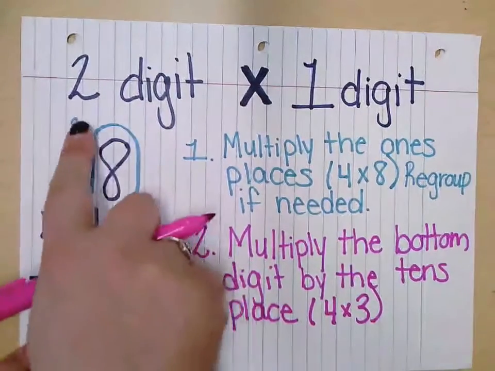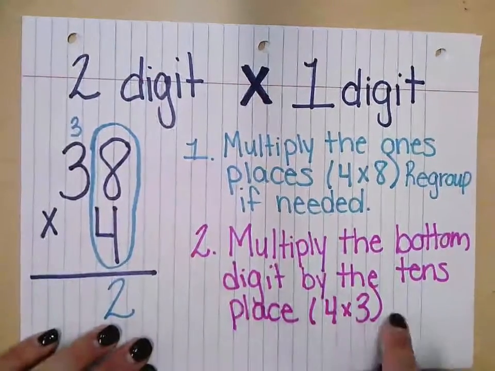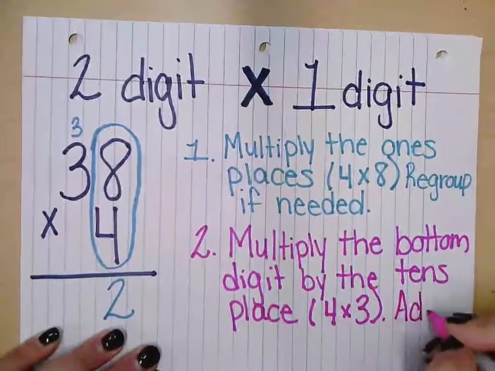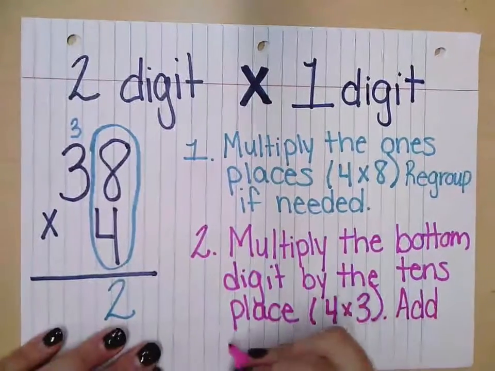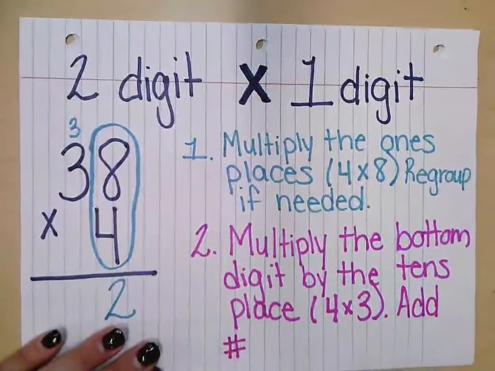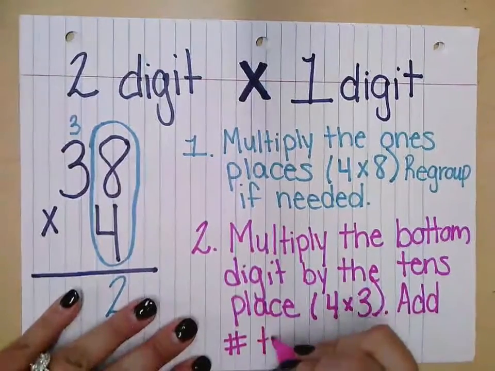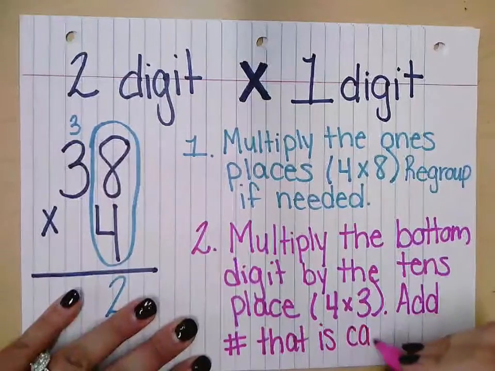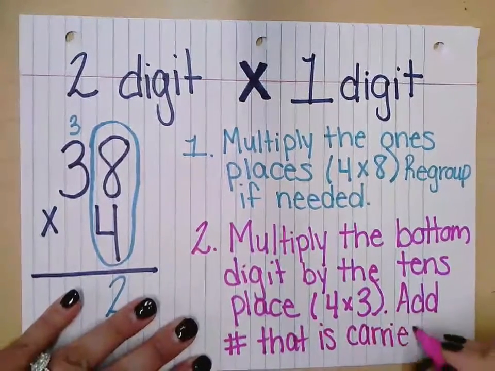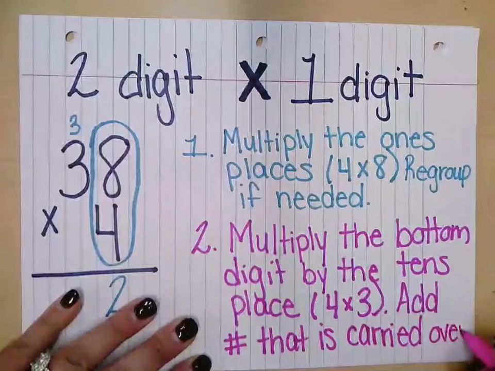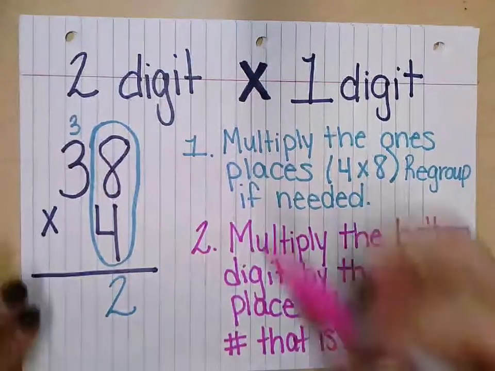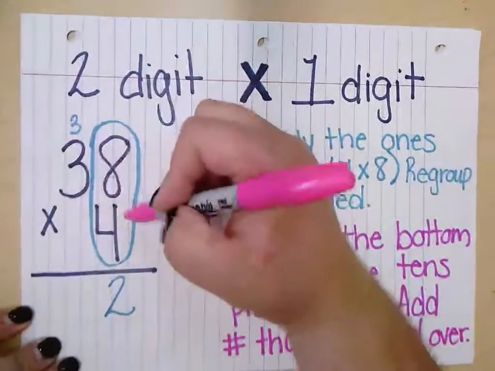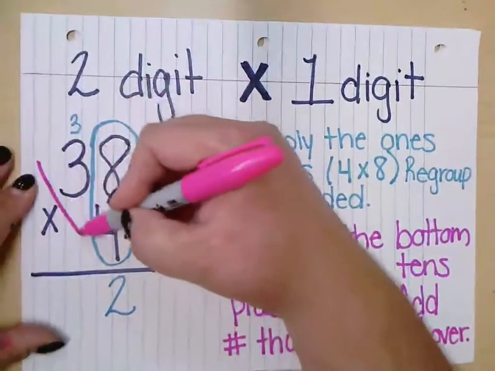Okay, now what are we going to have to do with this 3 that's up here? Well, we need to add to our directions. We might want to say add the number, I'm going to put a number sign, add number that is carried over. So let's go ahead and circle our bottom digit, which is 4, and our 3. So we're going to go ahead and circle this.